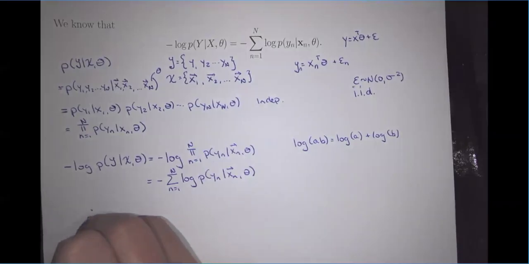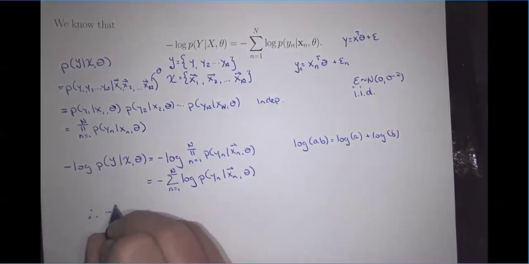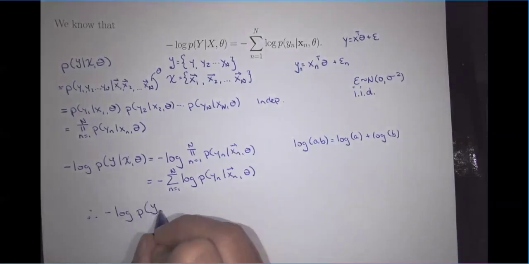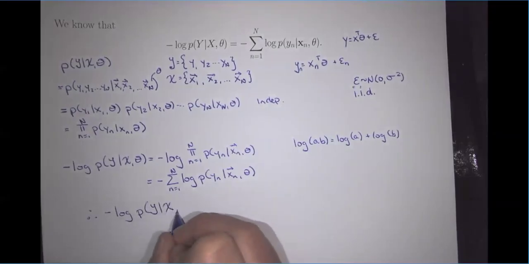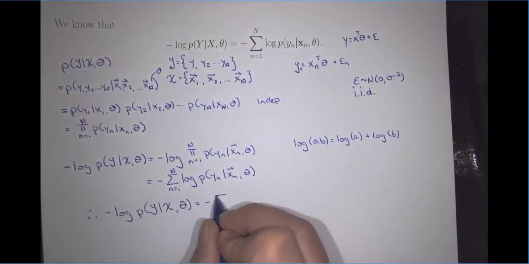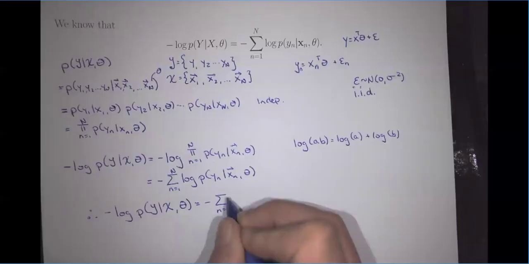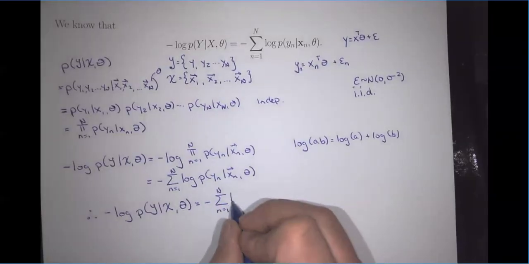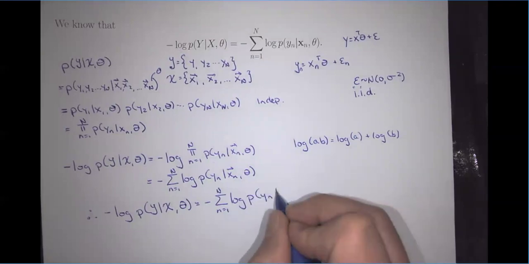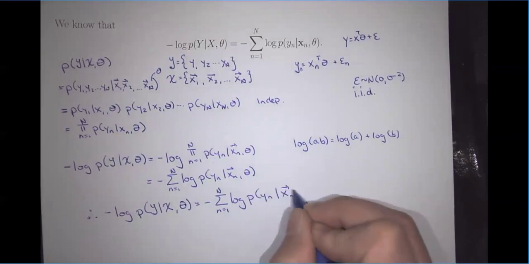And so therefore, negative the log of the probability of our targets given our data and parameters is negative the sum from 1 to n of the log of the probability of yn given xn and theta.